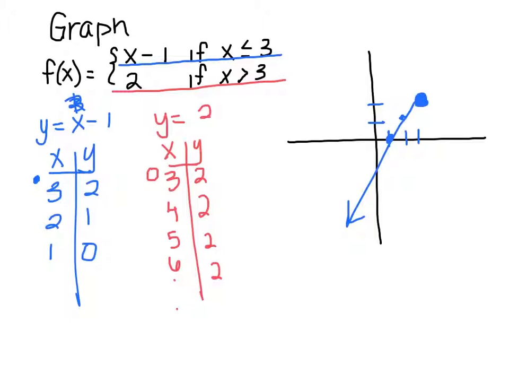So at 3, 2, it happens to overlap. They don't always overlap. If it's already closed up, I can't open it. So then I'm going to do 4, 2, 5, 2, and so on. So I have a horizontal line that looks like that. So what I'm looking at here is 2 pieces on one function.